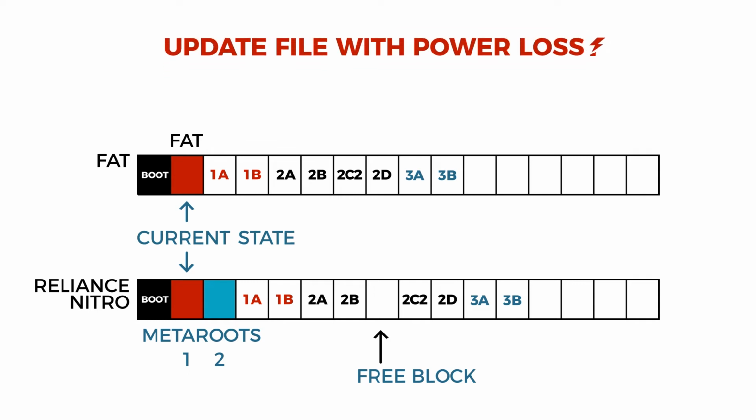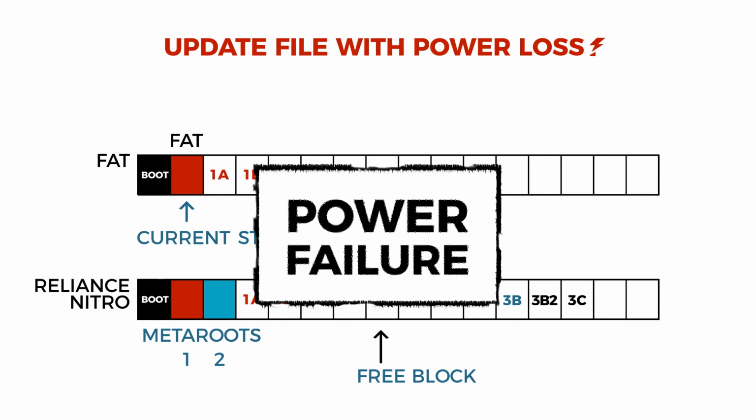So what happens if the power is interrupted? This file update will be interrupted by a power failure. Some or all of the file data is written, but the system data write does not complete before the power is lost.